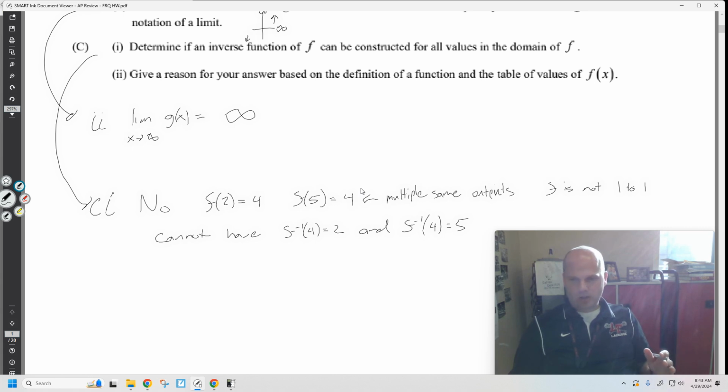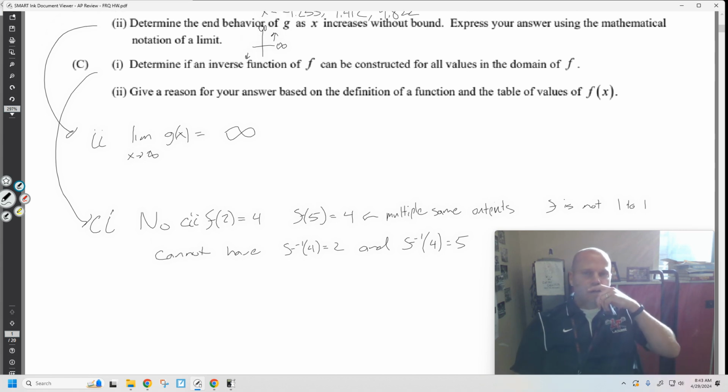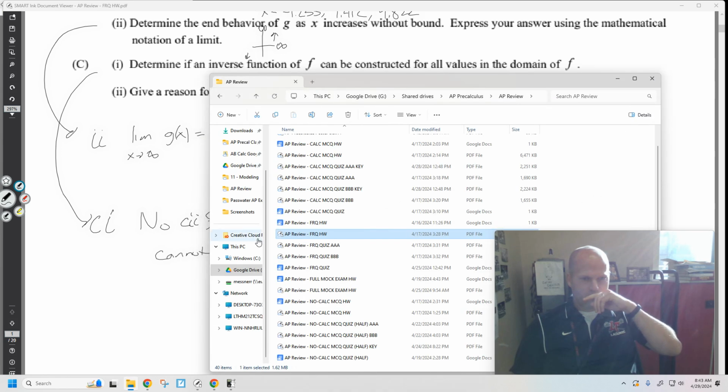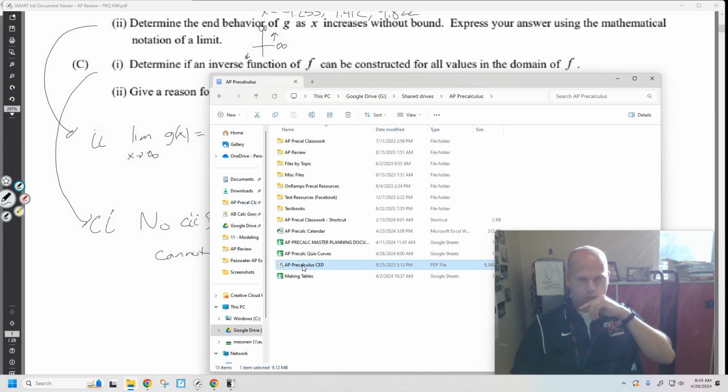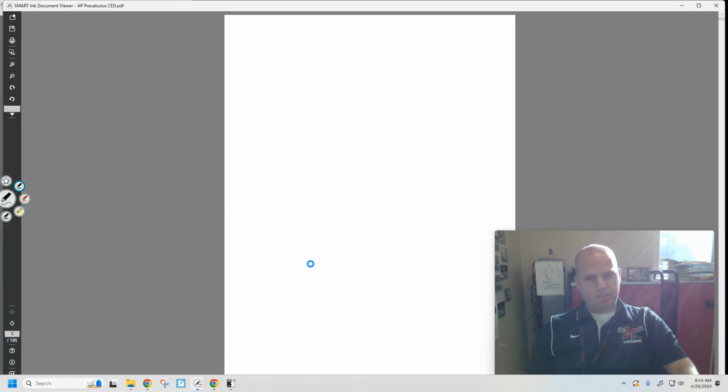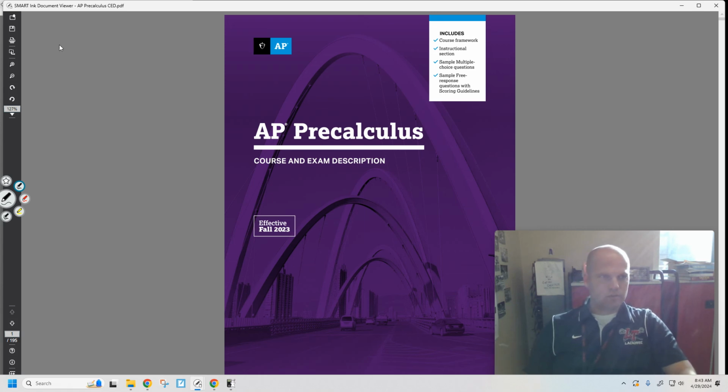Not exactly sure what they're going to be looking for in terms of their justification, so I'm going to just leave it at that, and we'll talk about it in class if we need to be more. Oh, well, that was CI, and this is CII. So the answer is no, and CII is give a reason for your answer. Let's look at the course description for invertibility really quickly, and we will talk about what their definition for being invertible is.